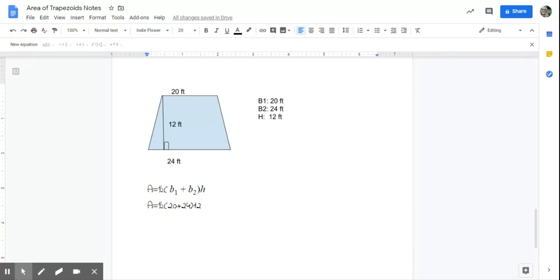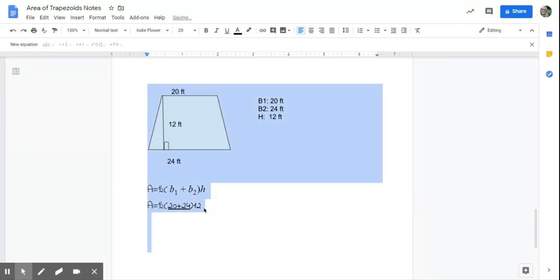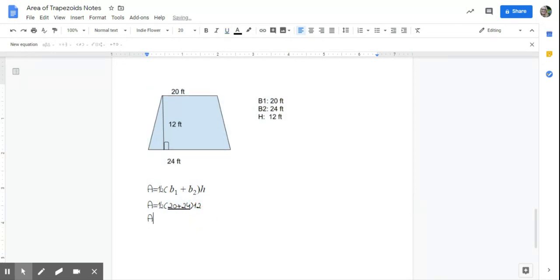So I still need to add both the bases first. So add both the bases, which by the way, if you want to pause it at any point, please do, so you can try it by yourself. Add both the bases, and everything's just going to drop down. Let's see, 20 plus 24. So 20 plus 20 is 40, plus 4 more is 44.